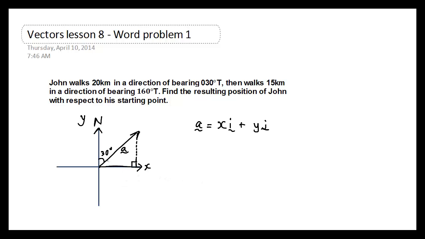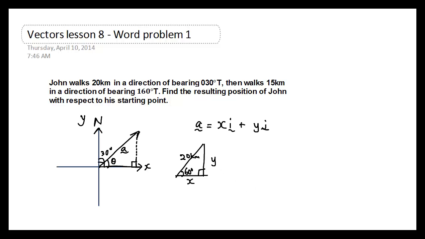Now we need to know what theta is, because theta is the angle that the bearing makes with the x-axis. So let's isolate this triangle. The angle here is 90 minus 30, because this angle here is 90 degrees. So 90 minus 30 is 60 degrees. Bearing A is 20 kilometers, and we need to know the vertical component and the horizontal component.